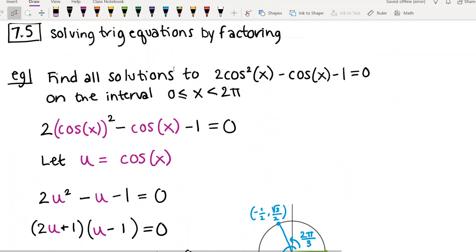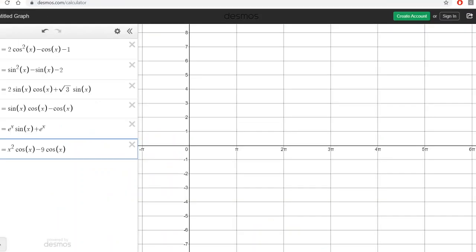But I do think it's kind of interesting. So how could you solve something like this by graphing? Well, if we take this left-hand side, 2 times cosine squared of x minus cosine of x minus 1, and write that as a function, say f of x is equal to, or y is equal to 2 times cosine squared of x minus cosine of x minus 1, and we graph that and look at where it is equal to 0, that's going to tell us the solutions.